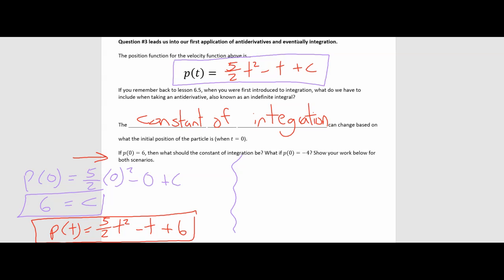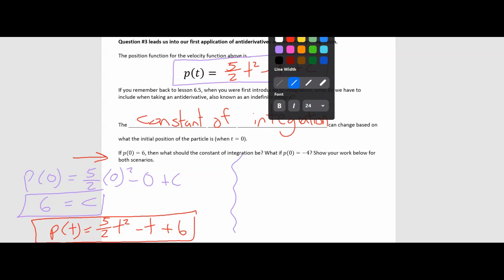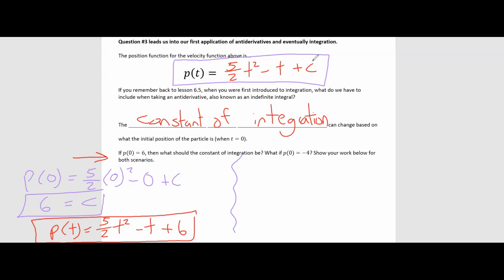All right, and sometimes they'll change it. So they said that the position when t was equal to 0 was equal to -4. So all that means is that I set the position function equal to -4 when t is equal to 0.